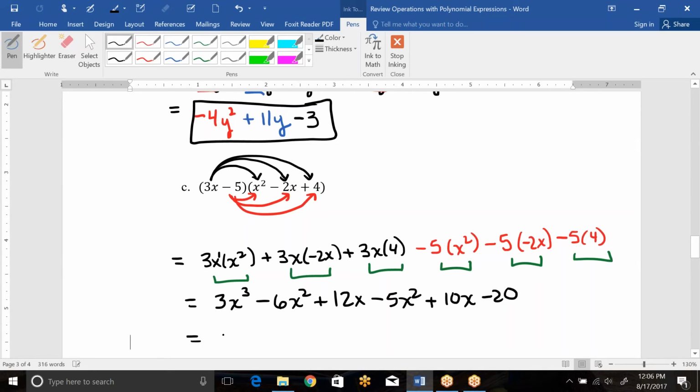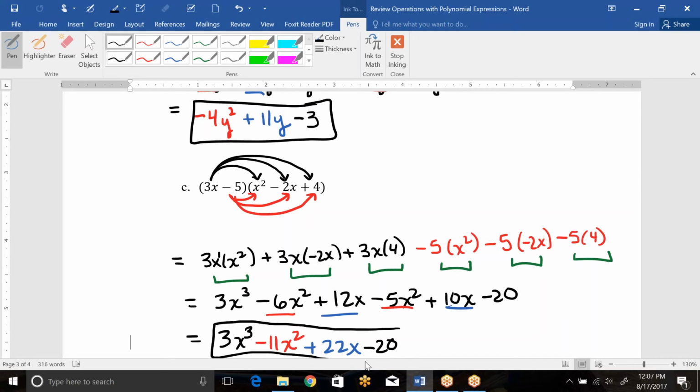Before we can say we're done, we need to look for like terms that we can combine. 3x cubed has nothing to combine with it, so it'll come down. The x squared, we do have a combination here. That is going to be negative 11x squared. We have 12x and 10x, so that's going to be positive 22x, and then bring down the minus 20. Final answer.